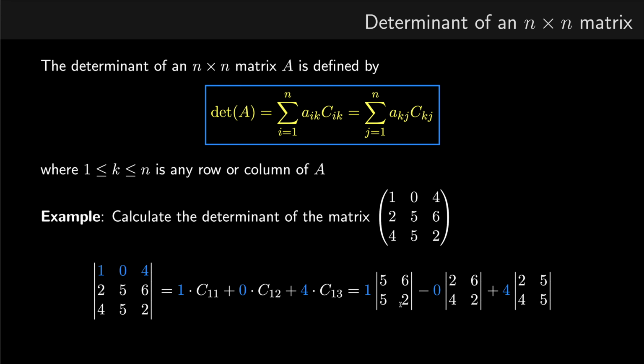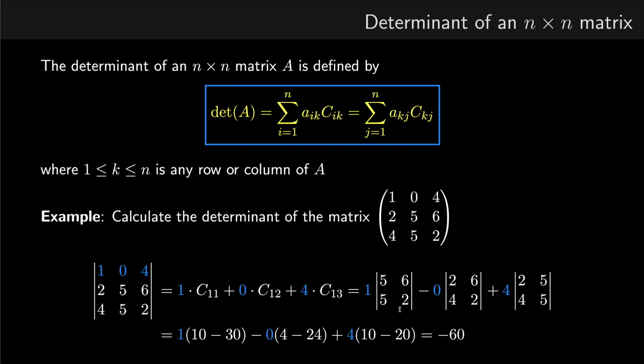Okay, if we remember to block off the rows and columns, the cofactor of 1 is we block off the first column and the first row, and we're left with 5, 6, 5, 2. The cofactor of 0, we block off the first row, second column, so we're left with the elements 5, 6, 4, 2. And finally for 4, we block off the first row, third column, and we're left with the elements 2, 5, 4, 5. Remembering that where the row number plus the column number is an odd number, we have to change the sign to a negative.